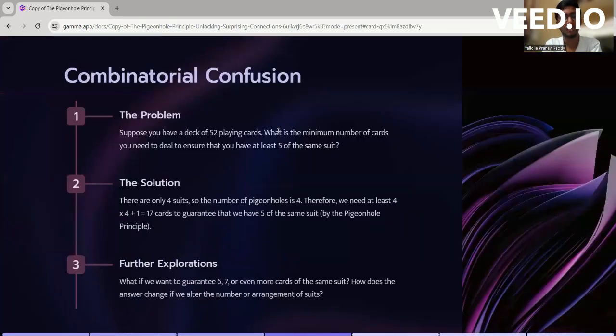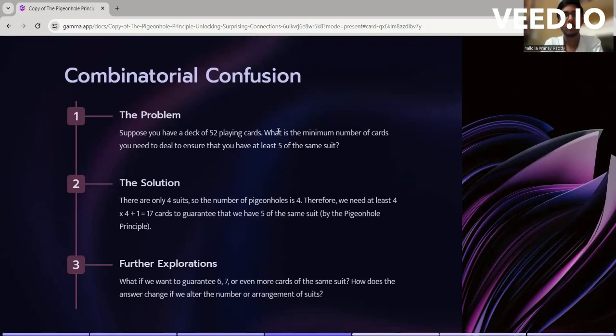And coming to some questions, the first question is: suppose we have a deck of 52 playing cards, what is the minimum number of cards you need to deal to ensure that you have at least 5 of the same suit? Here the suit represents hearts, spades, clubs, diamonds. So these are the four types of suits in the deck of cards.